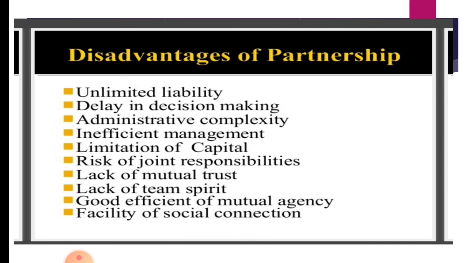But though there is a possibility of getting many loans, this unlimited liability becomes a demerit because personal properties will be taken into account for paying the debts of the business.